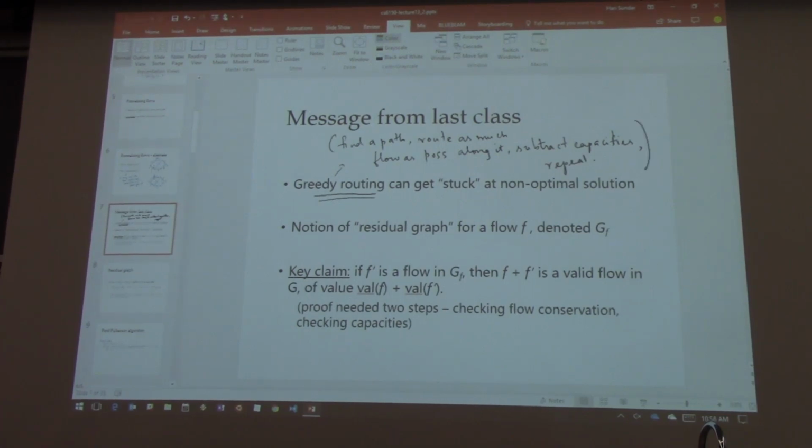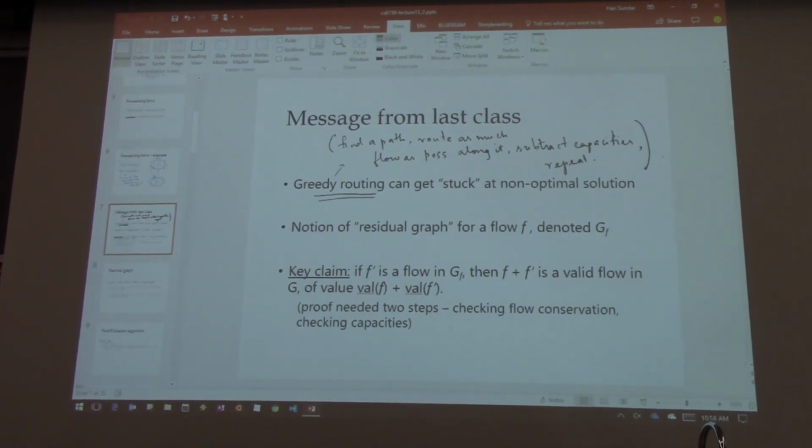So this is a natural algorithm, but we saw an example in which this can get stuck at a non-optimal solution. We saw this very simple example where you had a graph where the max flow is 2, but greedy got stuck with a flow of value 1. So that's what we saw.